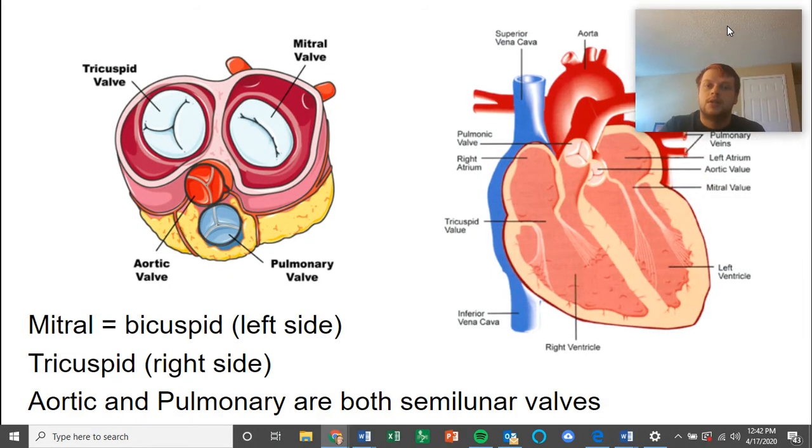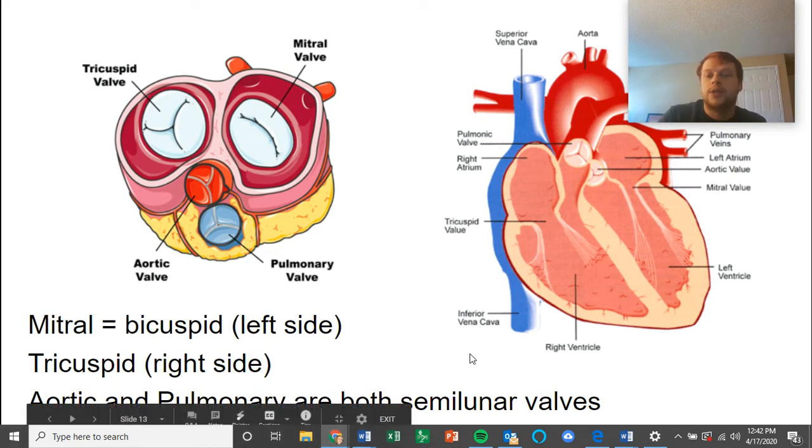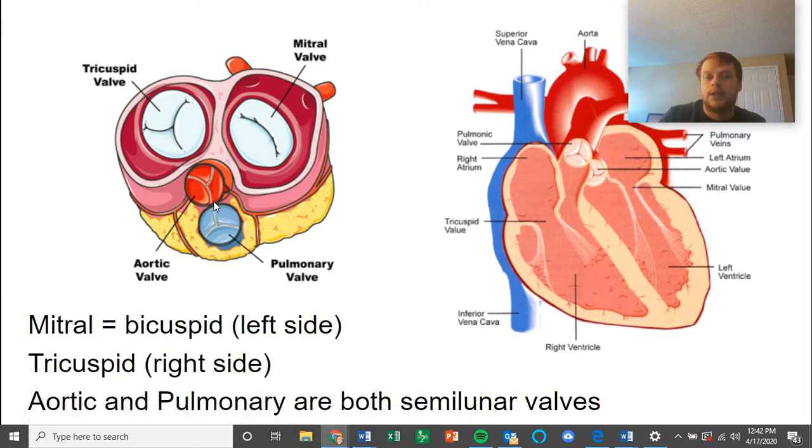This is just to show you those again. So we've got the mitral or the bicuspid, which is located on the right here, or the left side of the heart, because remember we're looking from the front. And the tricuspid over here, located on the right side. The aortic and pulmonary are both semilunar valves, these two right here. So they have that half moon kind of shape to it.